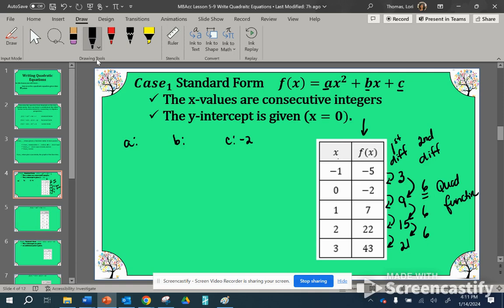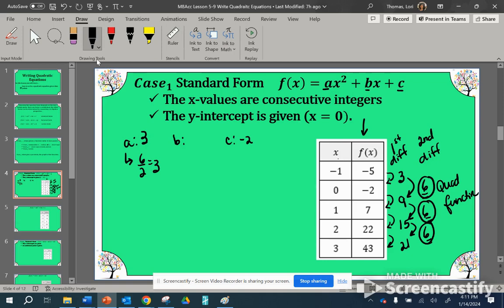Now let's get to the second purpose of finding the second difference. The first purpose is to identify that this is a quadratic function. Now we can take the second difference value, and this is going to help us find our A value. The second difference is divided by 2 to get our A value. So our A value for this equation is 3. The C value is -2.